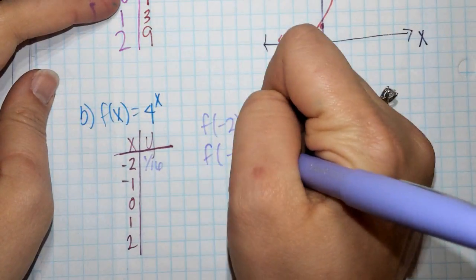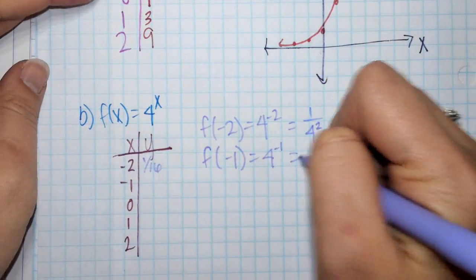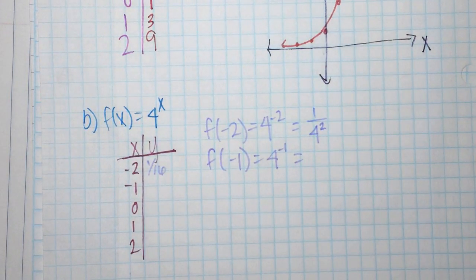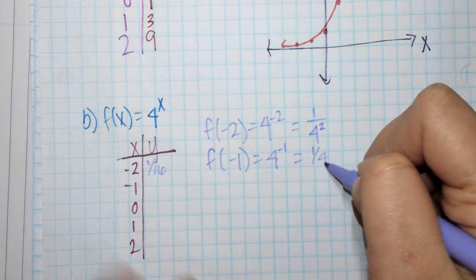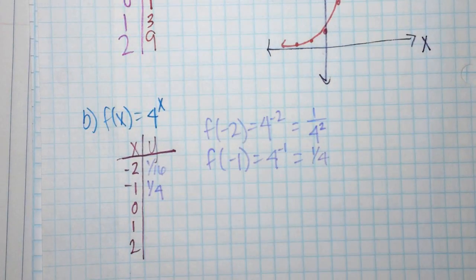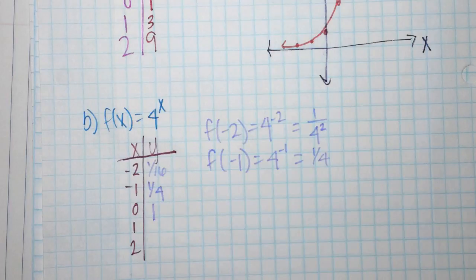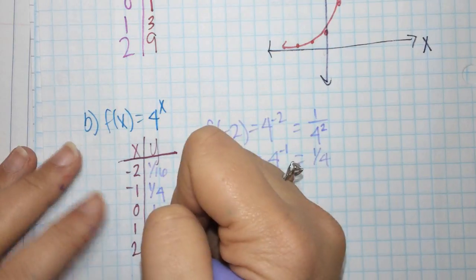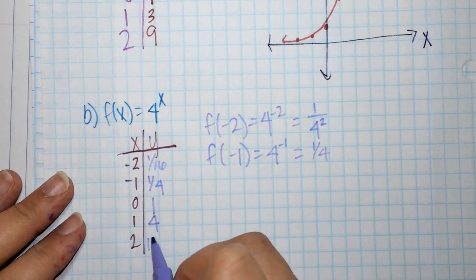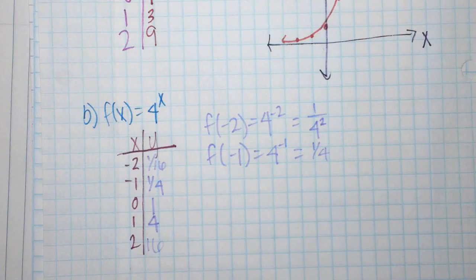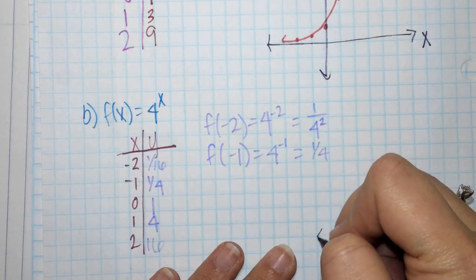Alright, so then you do f at -1, 4 to the -1. Can you have a negative exponent? So it's 1/4. Then you'll have 4 to the 0. Anything to the 0 power is 1. Then you're going to have 4 to the first, which is 4, and 4 squared. And then graph it. If you don't have enough room for 16, don't graph 16. Just plot the others.